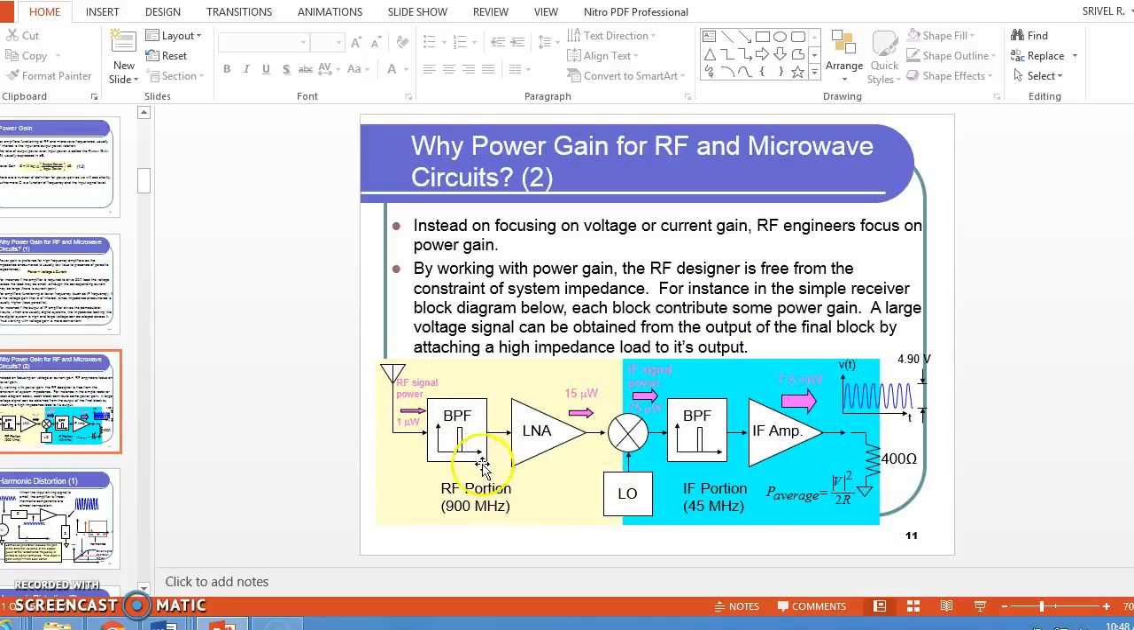Then we have a band pass filter, then a low noise amplifier. From that we get an intermediate frequency, for which we use a local oscillator. Then we have a band pass filter, and then we amplify again with the intermediate frequency amplifier. Then we connect to an output impedance of 400 ohms. So the average power level is P average equal to V squared divided by 2R.